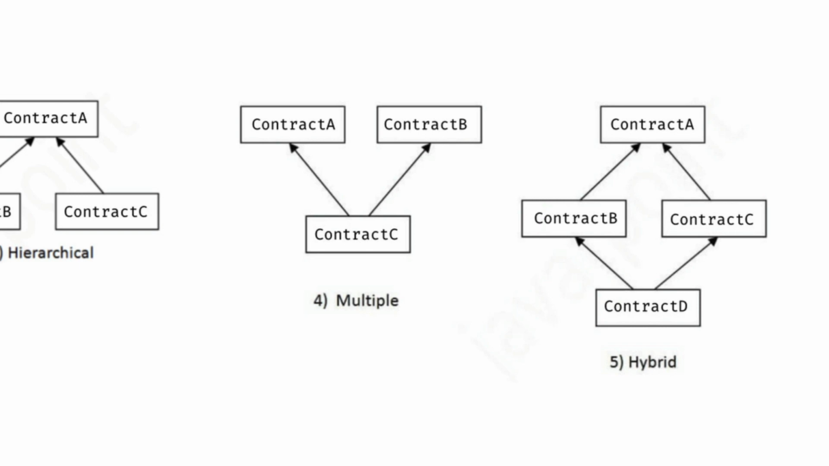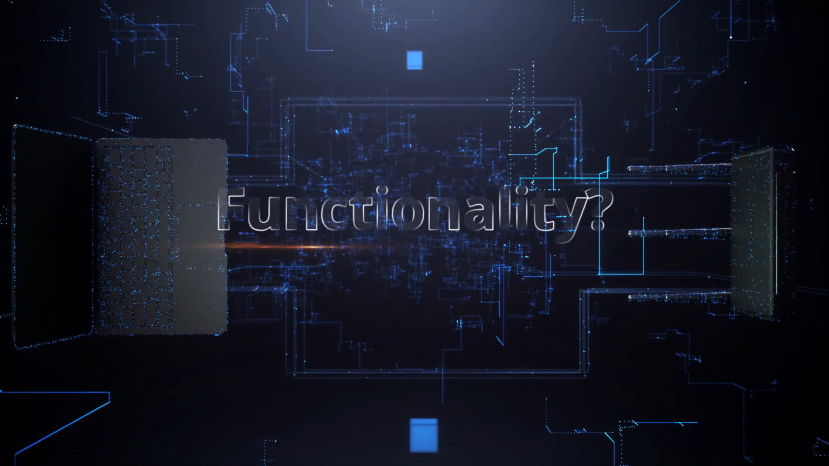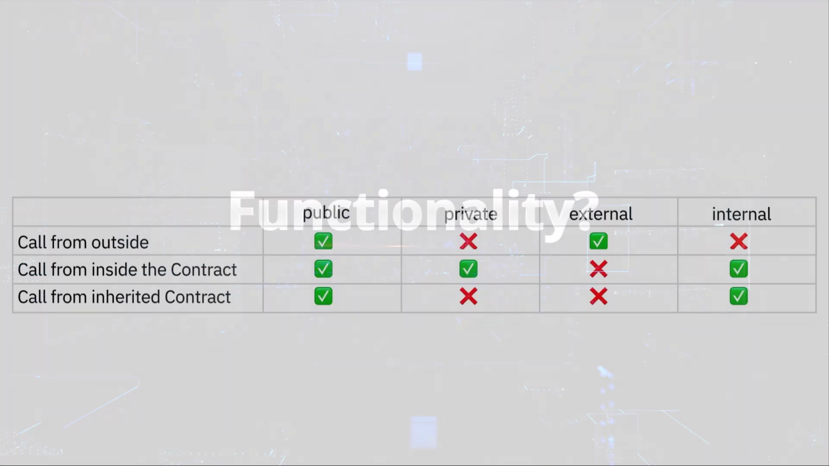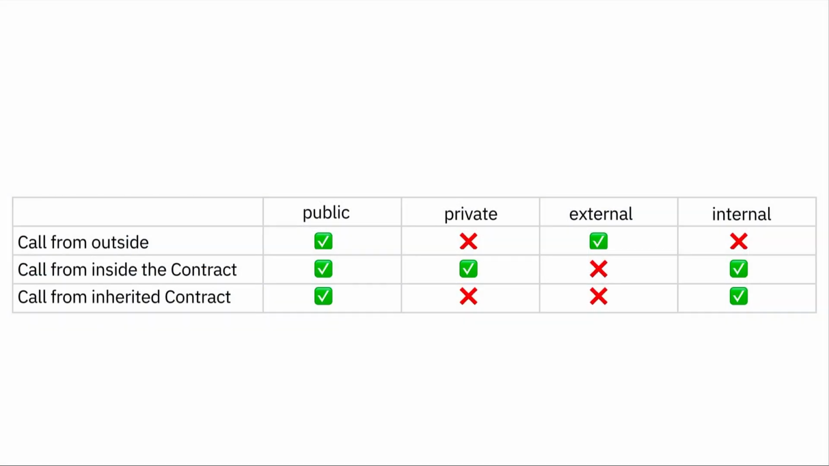In the hybrid case here, of course, it doesn't mean we now have the functionality of contract D twice in contract A. Functionality can, of course, only exist once. But what exactly do we mean by functionality? Well, we mean all its public, external, or internal state variables and functions. And now you know where the internal definition is used for. If you remember, we had this here. That's the difference between private and internal.